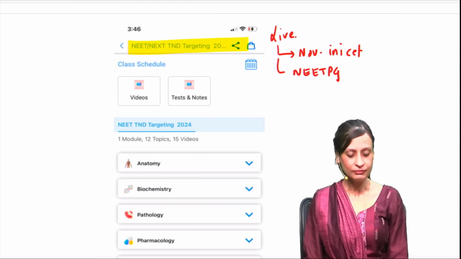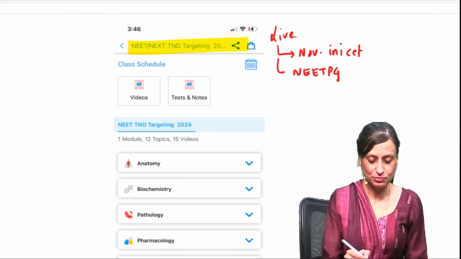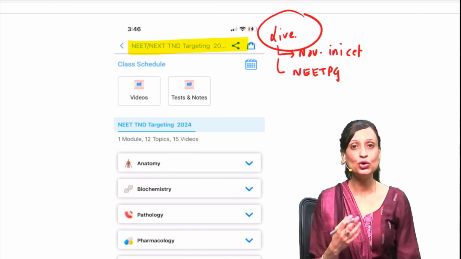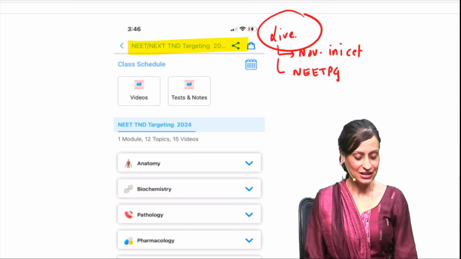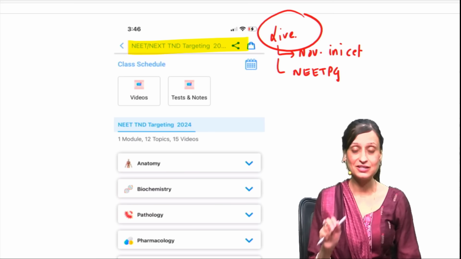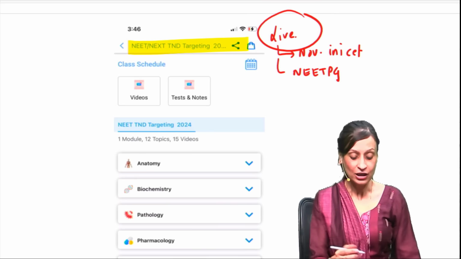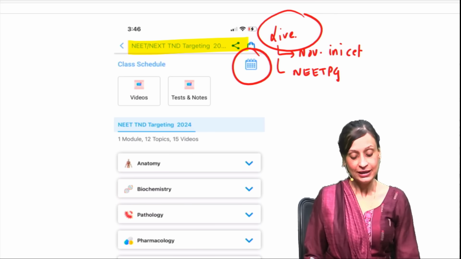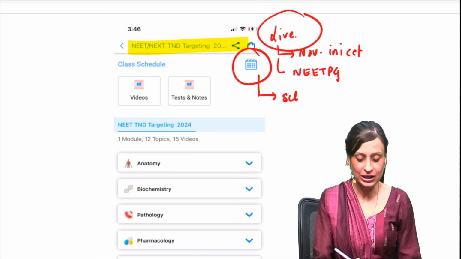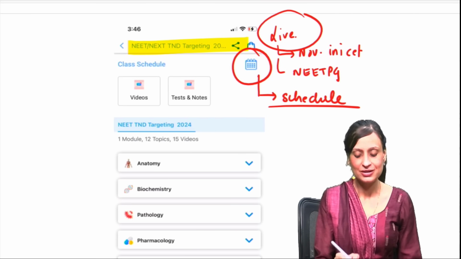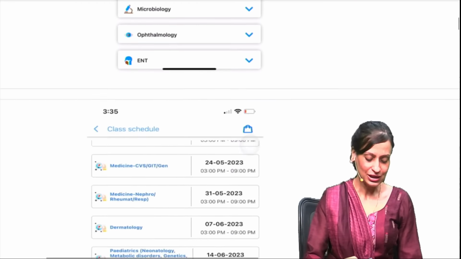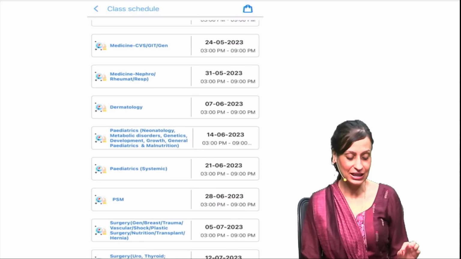Now, as I said, this is going to be a live course on the app. So the first thing that you have to know is that when you go to My Courses and click on the NEET PG for 2024, this is how it is going to appear. Now, do you see the icon here? If you click on it, it is going to give you the entire schedule, and the schedule can be seen like this.